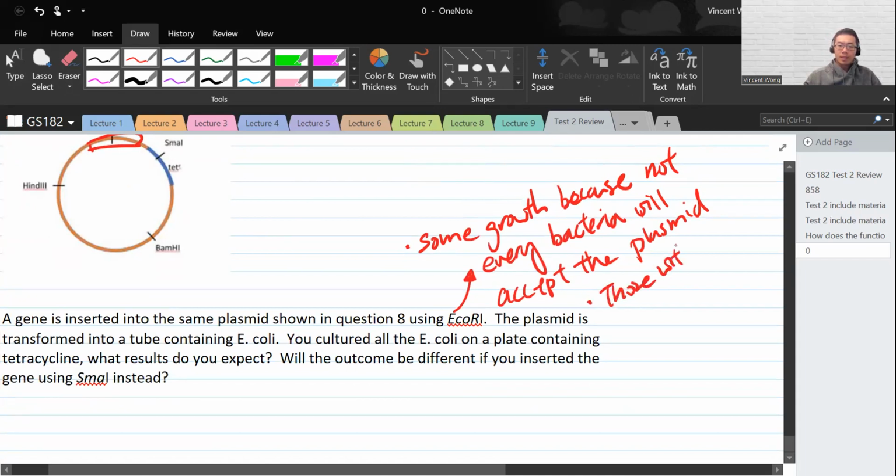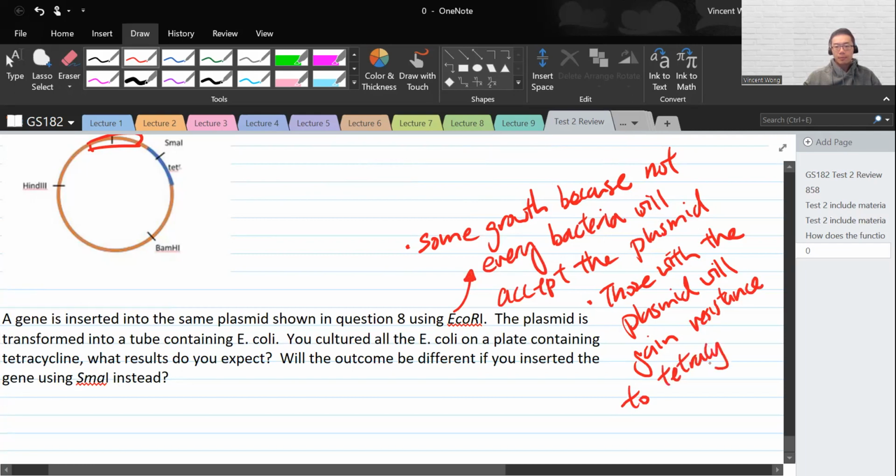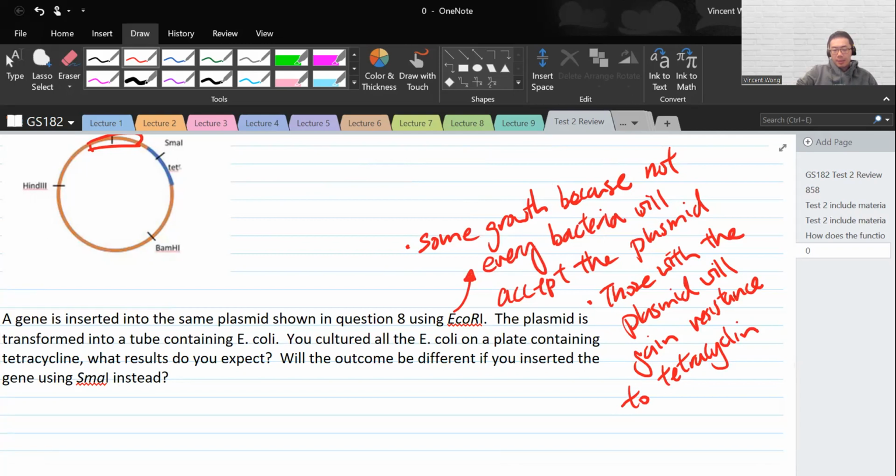Those with the plasmid, however, will gain resistance to tetracycline. Okay. So that's why you will have some growth. Right? Many will die because they did not accept the plasmid.